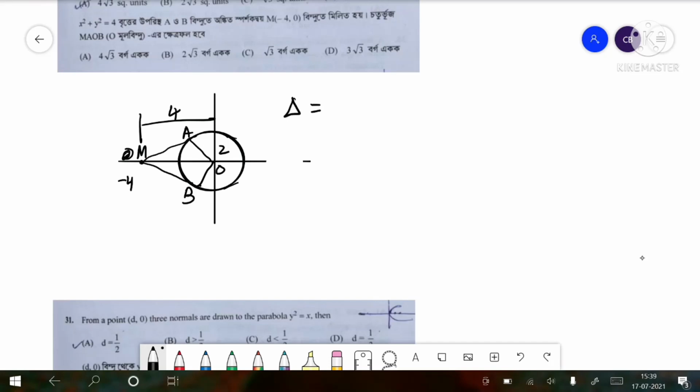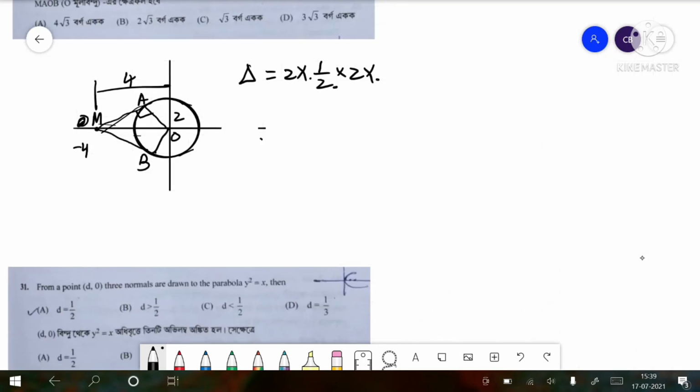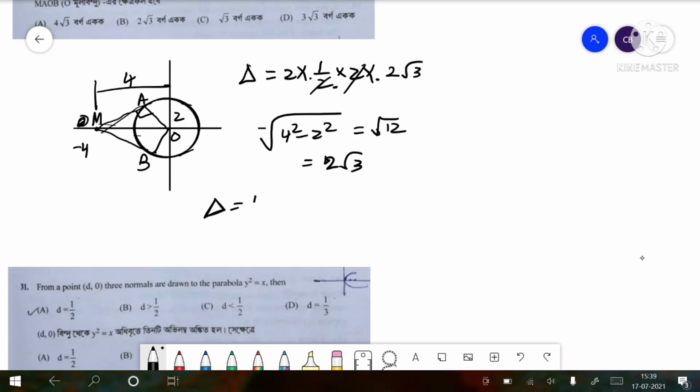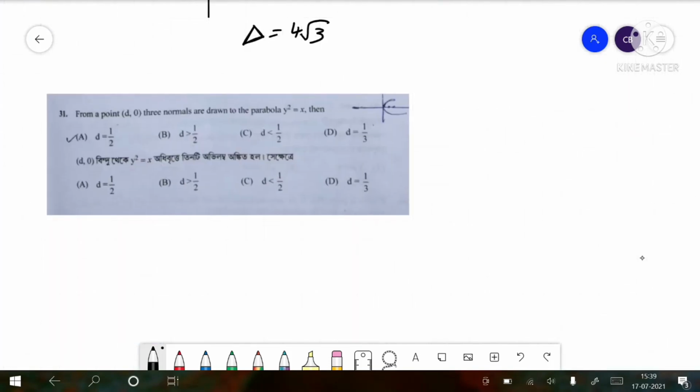Now the total area of the triangle is equal to 2 times the area of the two right angle triangles. Therefore, 2 times half into perpendicular, that is 2 times this hypotenuse. Now what will be the hypotenuse? Root over of hypotenuse square, that is 4 square minus 2 square, is equal to root 12, which is 2 root 3. So this turns out to be 2 root 3. Cutting 2 for 2, we get delta is equal to 4 root 3. Now 4 root 3 is the answer.